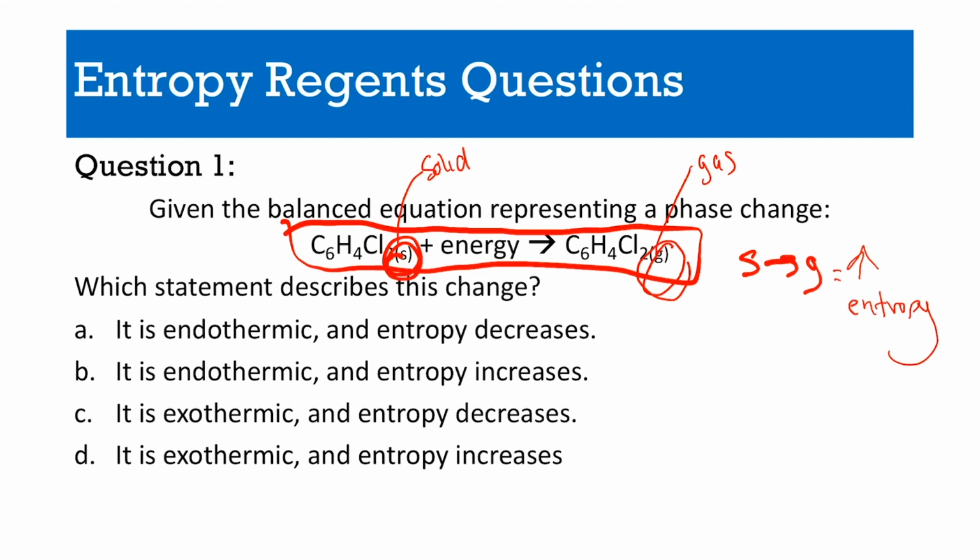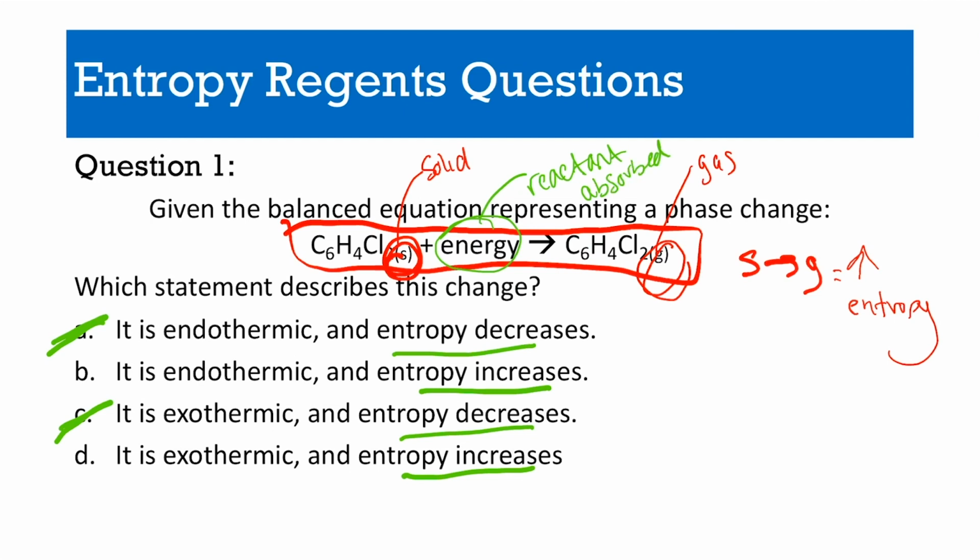So let's talk about the phase change, right? From a solid to a gas, what do we know? Does the entropy increase or decrease? We know that going to a gas, the entropy is going to increase. So we can get rid of A and C. The next thing you want to look at is energy and where it's placed in the reaction. So now we know it is a reactant, which means it is absorbed. But it is also an endothermic reaction, so that makes it answer choice B.